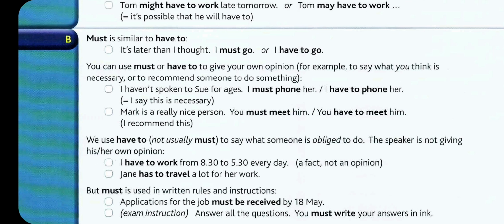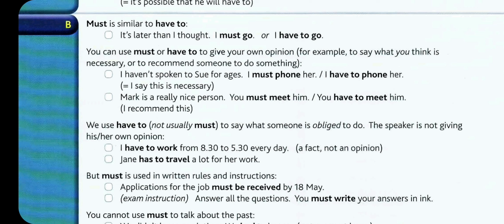Now we have another sentence: Mark is a really nice person. You must meet him. You have to meet him. The same. What does it mean? When I say you must meet him, it's true I am expressing an obligation or something necessary, but it is an opinion. I am giving my opinion, but I see it as necessary, or I am recommending it.